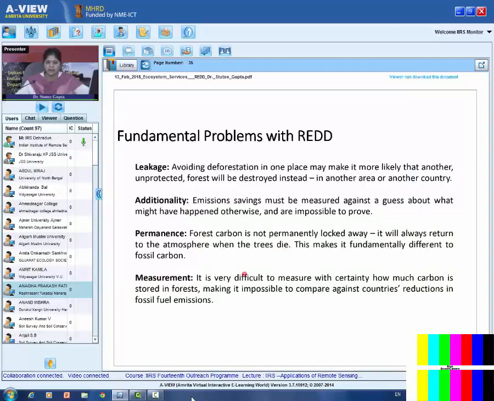Again, there is a term called permanence, which says that forest carbon is not permanently locked anyway. So if you are saying that I am blocking carbon by protecting my forest, it may not be the case, because when it is burnt as a fuel, or when a tree dies, it may become a fossil fuel in future, and this makes it fundamentally different to fossil carbon.